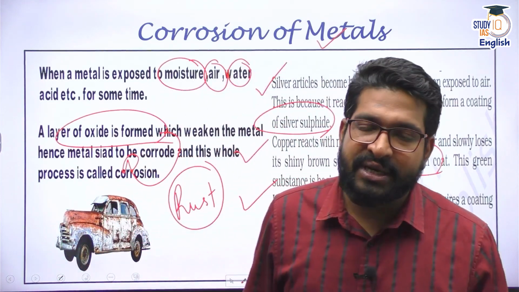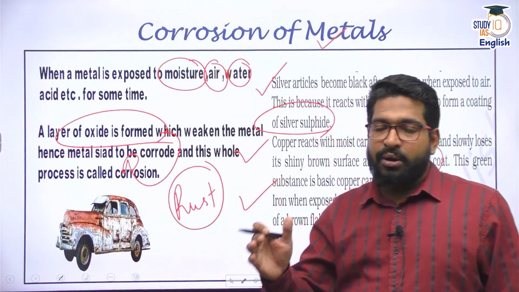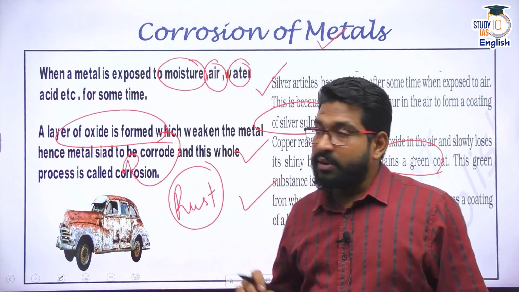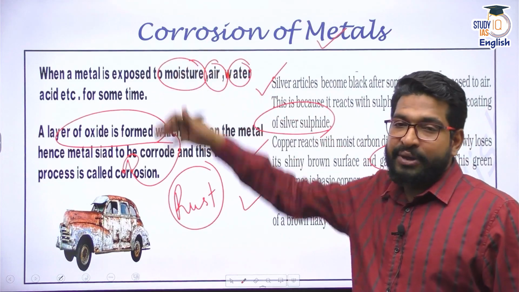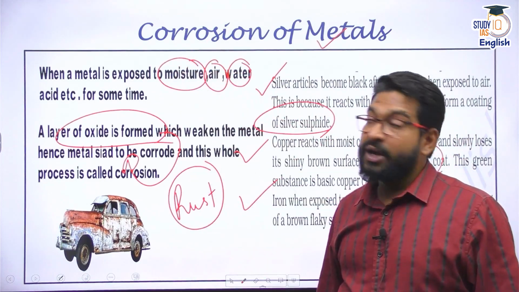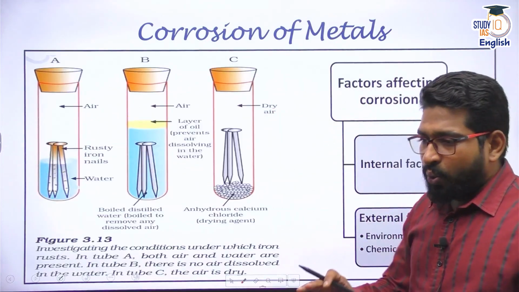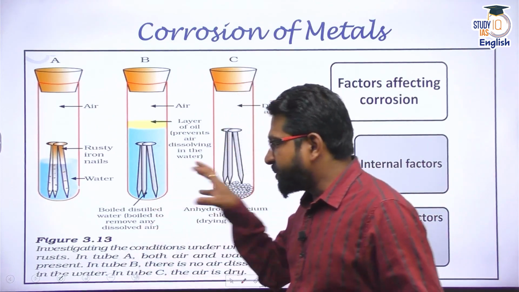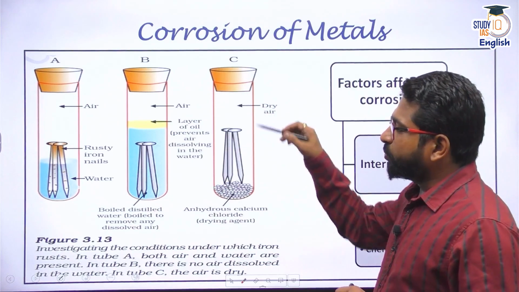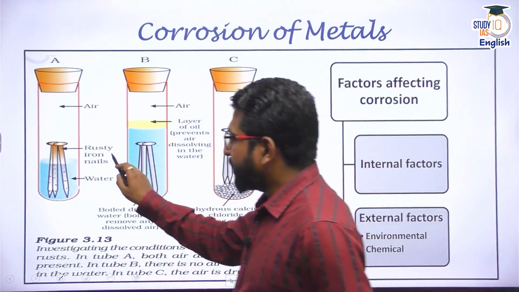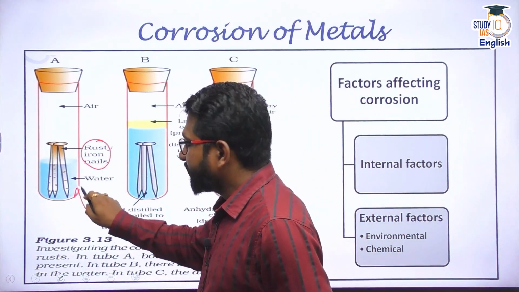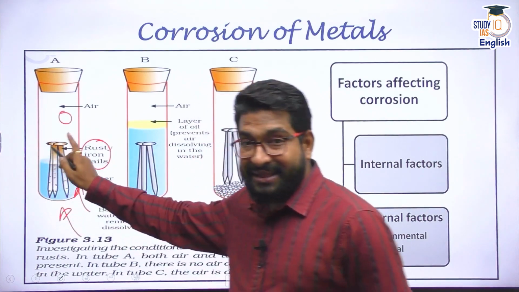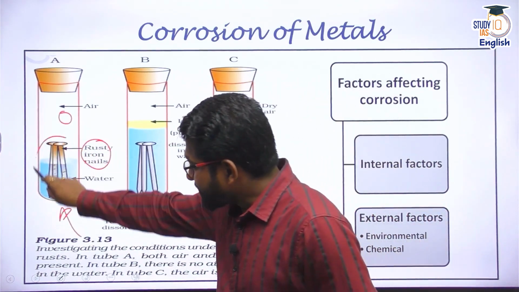So corrosion is basically the formation of an oxide layer over the metal. In many cases, it leads to deterioration of these metals. And the question is, what does this corrosion depend upon? There is a classic experiment here. If you take iron nails in water where air is also present in a test tube, you will see that these nails undergo rusting a lot.